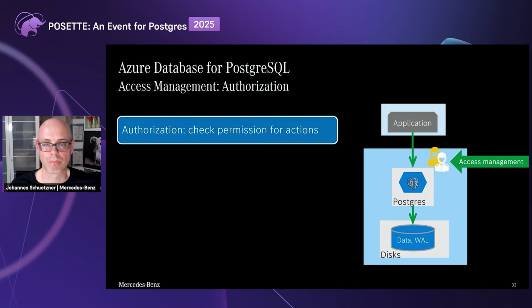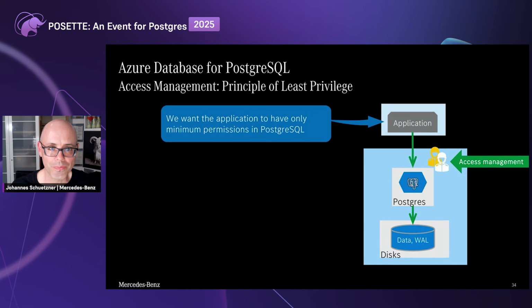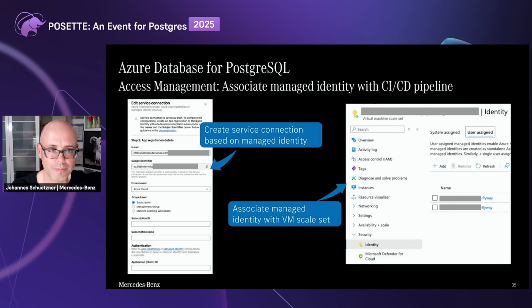But now, which permissions exist in the database for my application? Now let's talk about authorization. What is quite well known is the principle of least privilege. I would like my application to have as few permissions in Postgres as possible, because then the chances are better that no harm can be done, by whatever reason. I would like the application only to do the steps that are absolutely necessary, but nothing else.